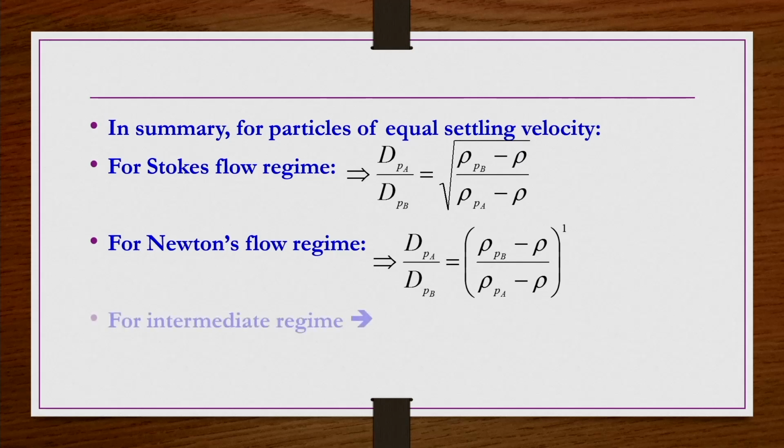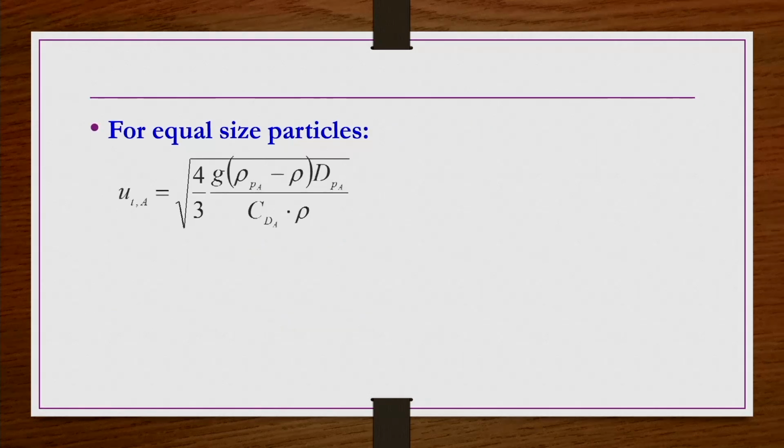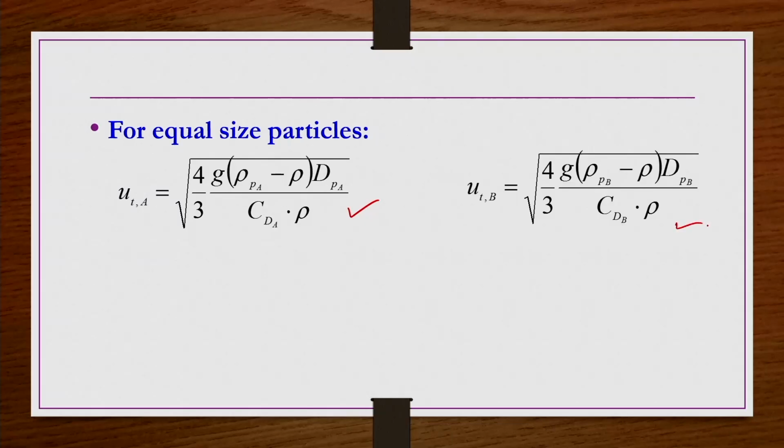That means, under the intermediate range, you can write dPA by dPB is equal to (rho PB minus rho) by (rho PA minus rho) whole power n. Then n is going to vary between 0.5 and 1: 0.5 for Stokes regime, 1 for Newton's regime, and in between, 0.5 to 1 for the intermediate regime.